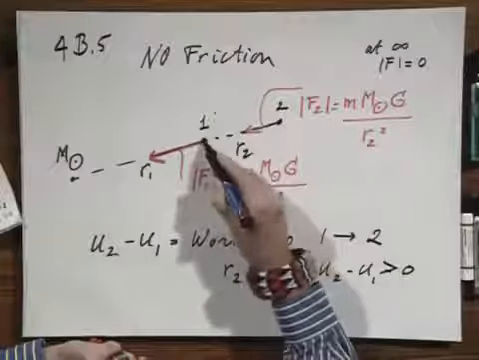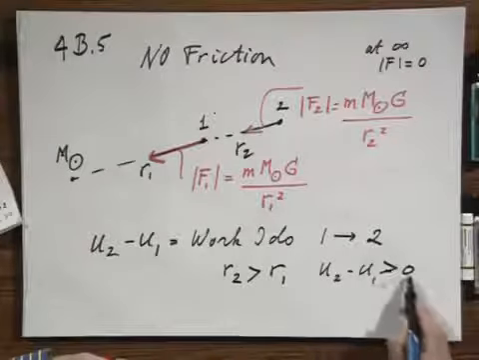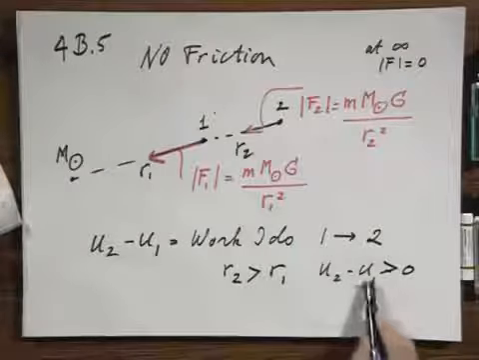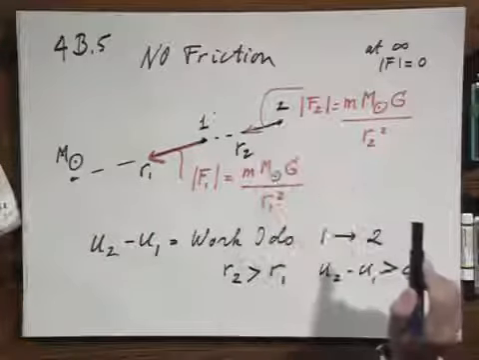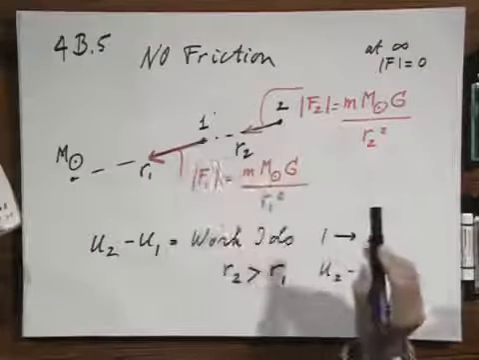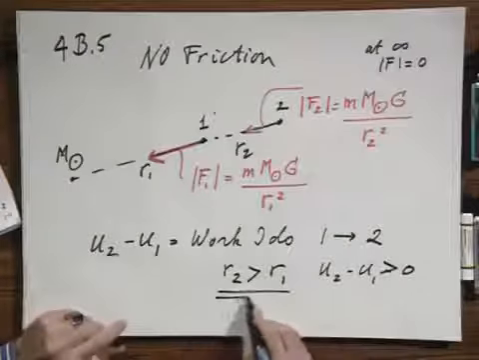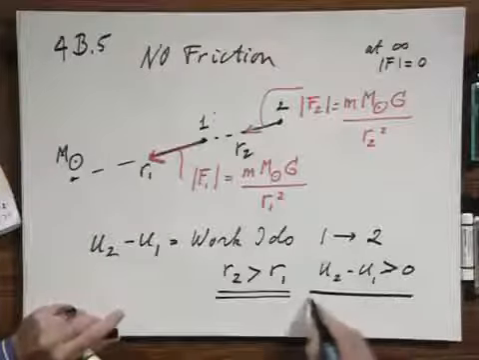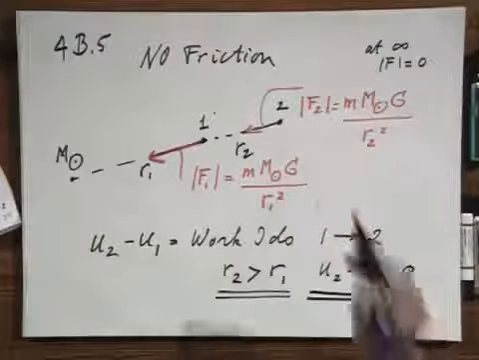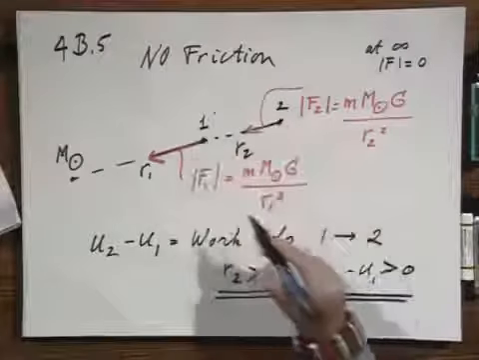If I bring it from here to here, then r2 is smaller than r1, U2 minus U1 is smaller than 0, and I do... no, U2 minus U1 is always larger than 0. But if I go from here to here, then I go from a higher potential energy to a lower potential energy, and so I do negative work. So I confuse you: r2 is always larger than r1 in this case, so U2 minus U1 is always larger than 0. If I go from 1 to 2, I therefore have to do positive work. If I go from 2 to 1, I therefore have to do negative work. I go from a higher potential to a lower potential.